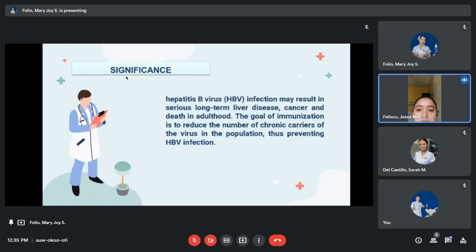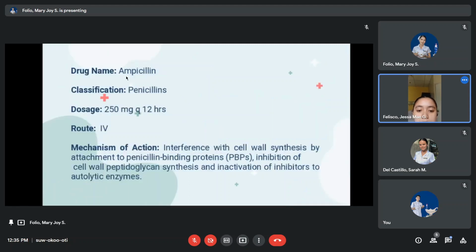For the significance, hepatitis B virus infection may result in serious long-term liver disease, cancer, and death in adulthood. So the goal of immunization is to reduce the number of chronic carriers of the virus in the population, thus preventing HBV infection. Next slide, please.